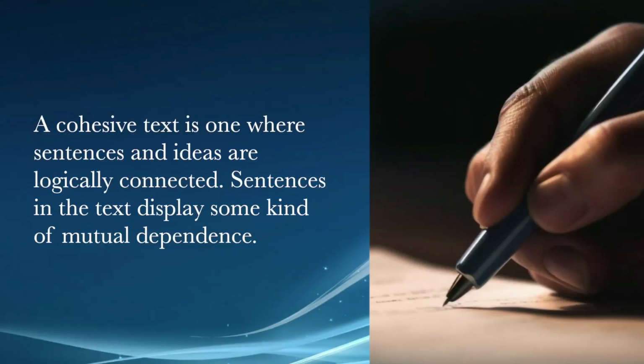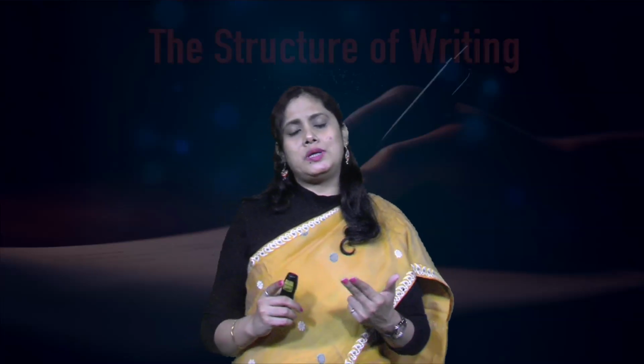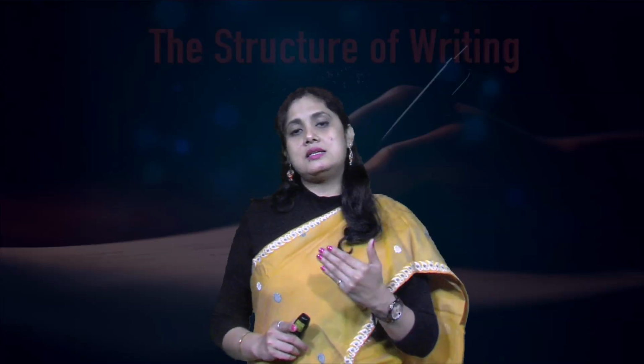Sentences in the text display some kind of mutual dependence. They do not occur at random. They occur as a cohesive piece of text showing an interrelationship between each sentence. And as writers, our primary concern should be to ensure that there is a cohesion among the sentences in a piece of text. So, these are some of the methods to achieve cohesion.